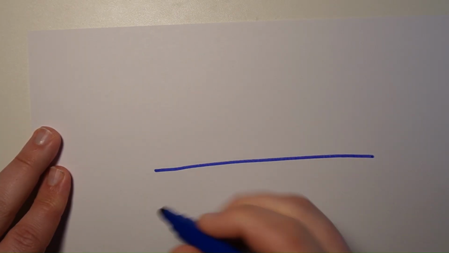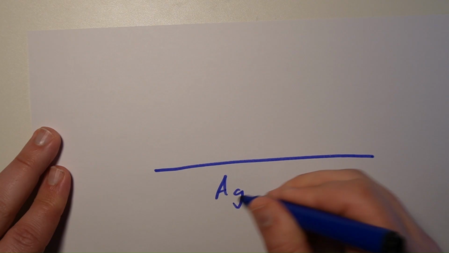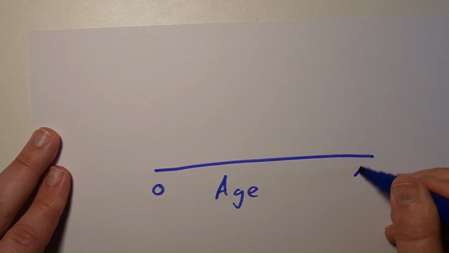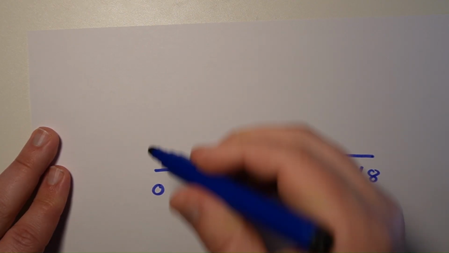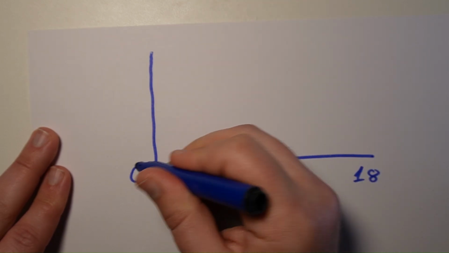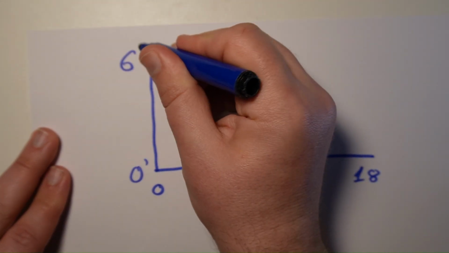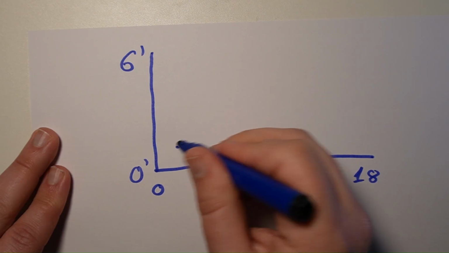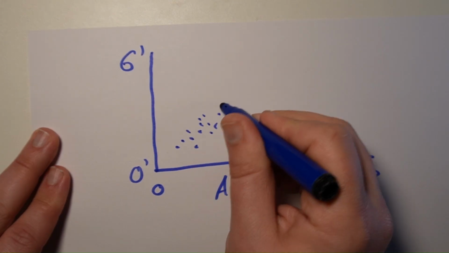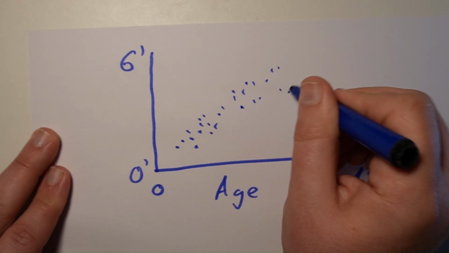So we'll draw on the x-axis, it'll be age again, so 0 on the far left and 18 on the far right. The y-axis will be height, so 0 feet on the bottom and then 6 feet at the top. Now let's just draw some data points for boys with purple dots. So as you get older, you tend to be taller.